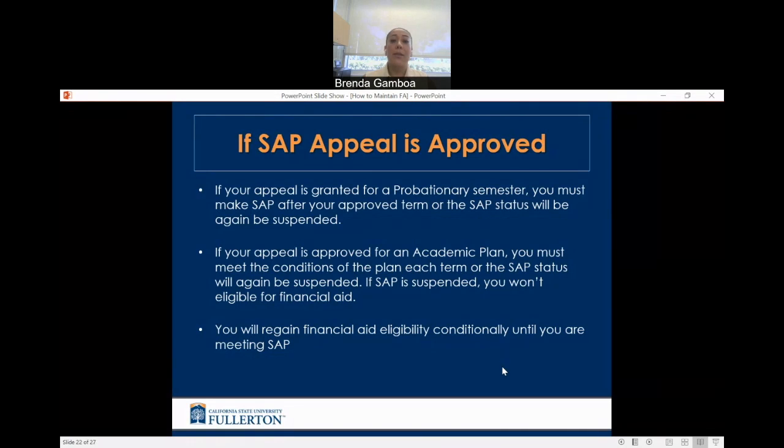If your SAP appeal is granted for a probationary semester, you must make SAP after your approved term, or the SAP status will be again suspended. If your appeal is approved for an academic plan, you must meet the conditions of the plan each term, or the SAP status will again be suspended. If SAP is suspended, you won't be eligible for financial aid. You will regain financial aid eligibility conditionally upon meeting SAP.